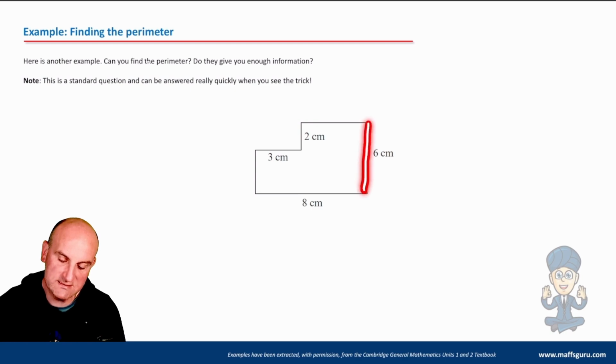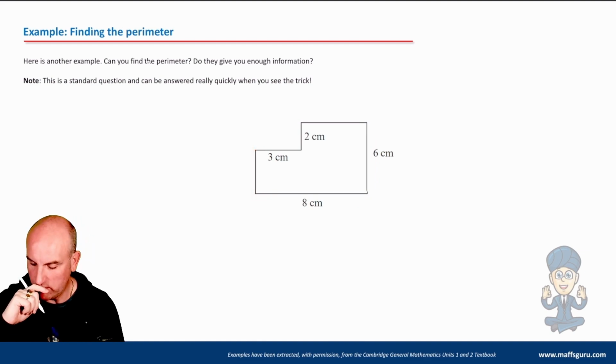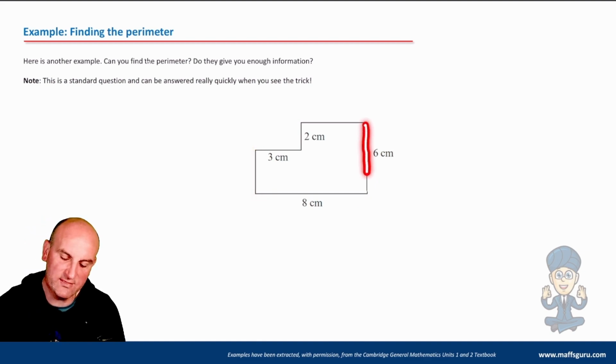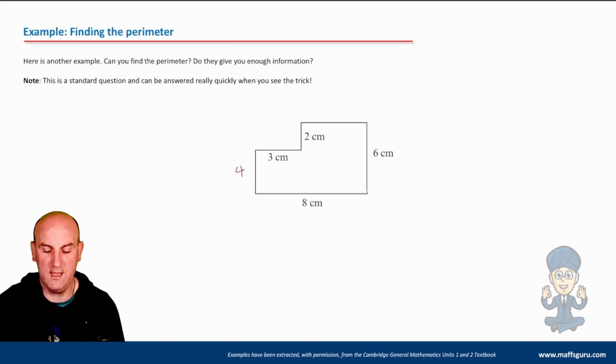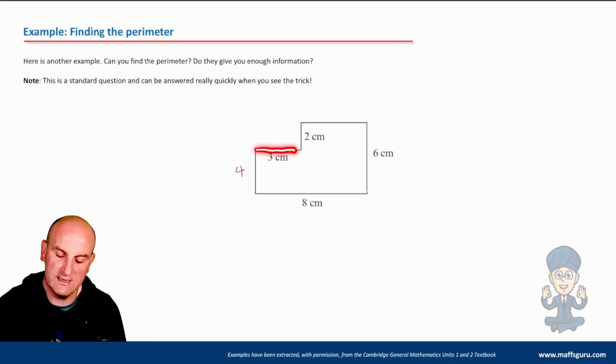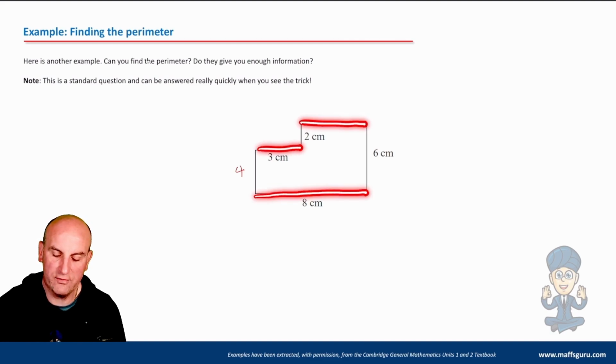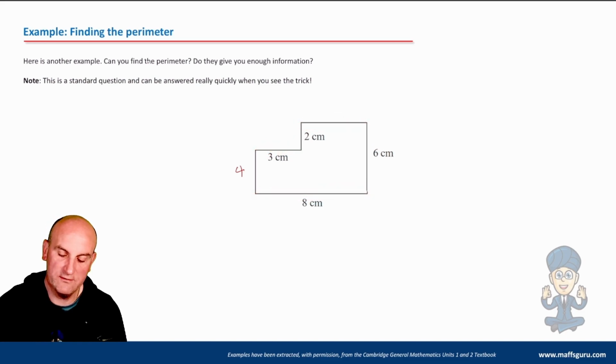Well, I know this length here is 6, and I know that length there is 8. I don't know that length. But hold on a moment, I could work it out, because I know that length there is 6, and that length there is 2, and 6 take away 2 would give me 4. Aha! We know that that length there is 3, that total length there is 8. What would this one be? Well, that length there and that length there must add to give me 8, so that would give me 5.